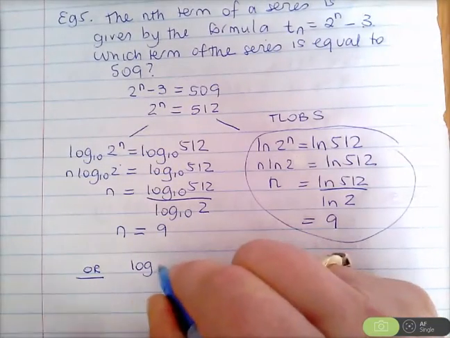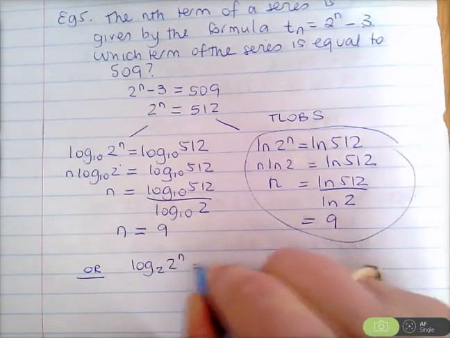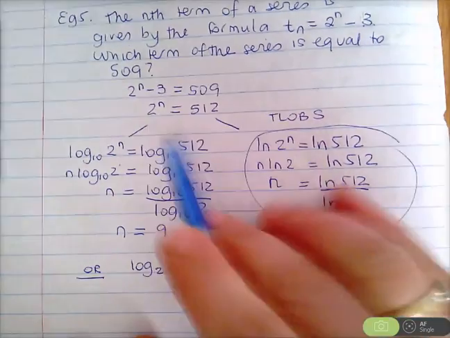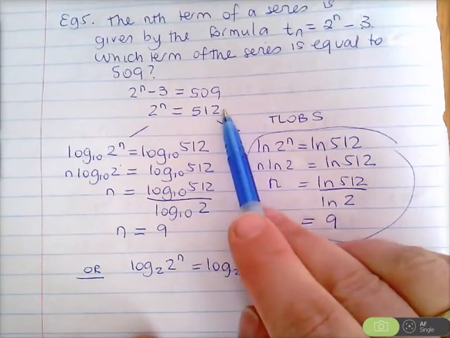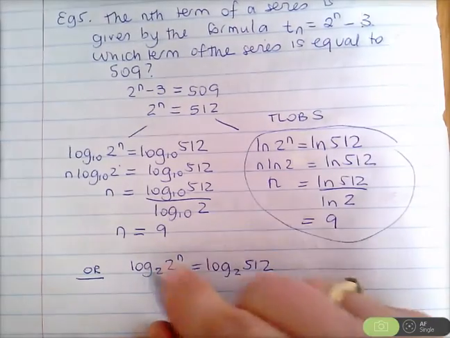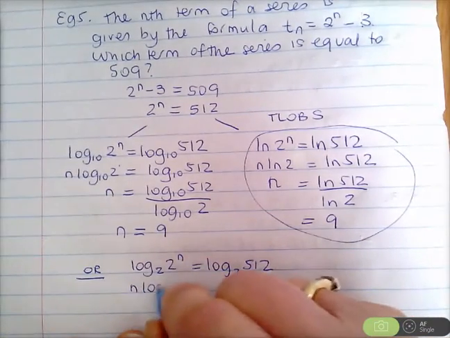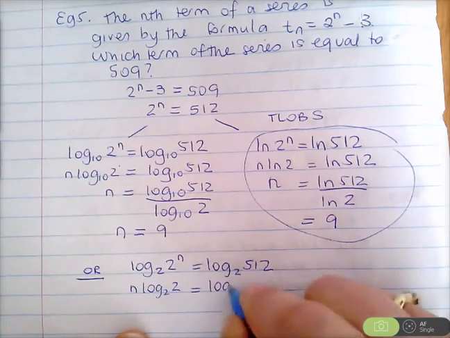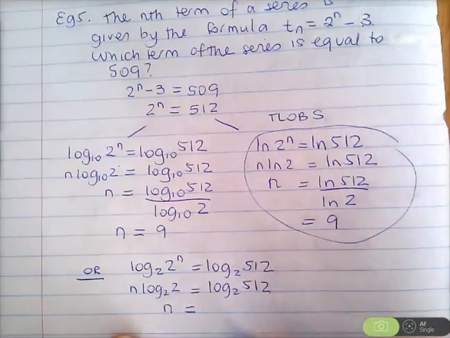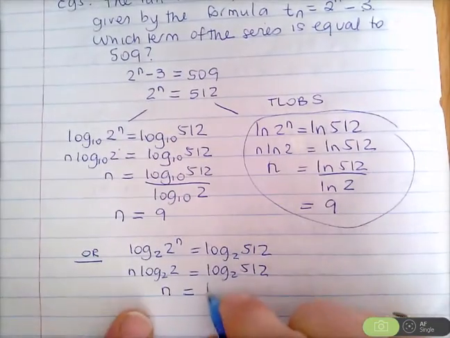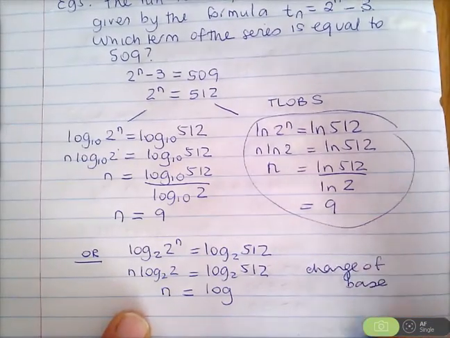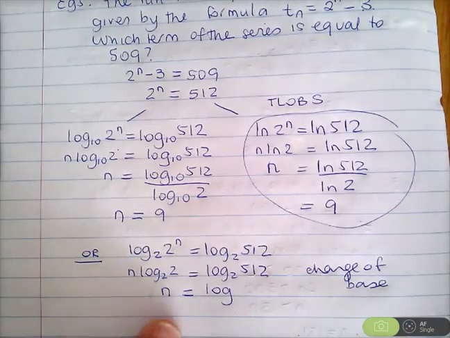But if you did do log to the base 2 of both sides, we start off again with 2 to the power of n equals 512. So taking log to the base 2 of both sides, we get n log to the base 2 of 2 equals log to the base 2 of 512. Now log to the base 2 of 2 is 1, so we get n is log to the base 2 of 512, but then we have to do a change of base here anyway, because you can't evaluate log to the base 2 of 512 on your calculator.